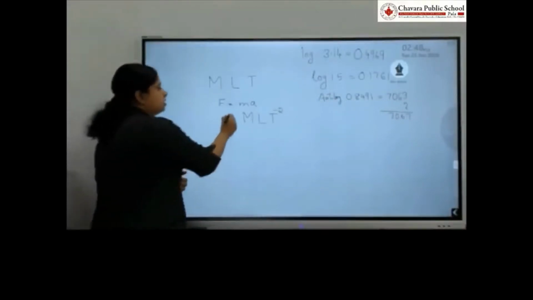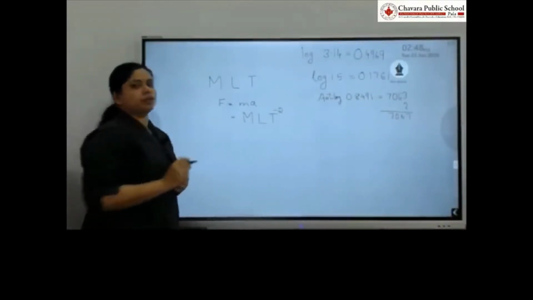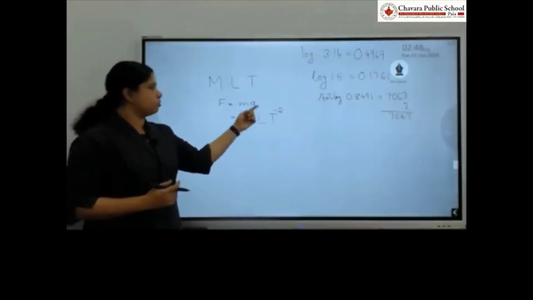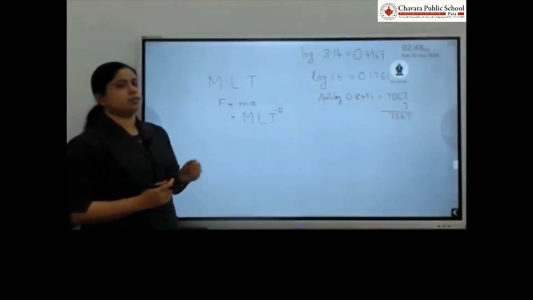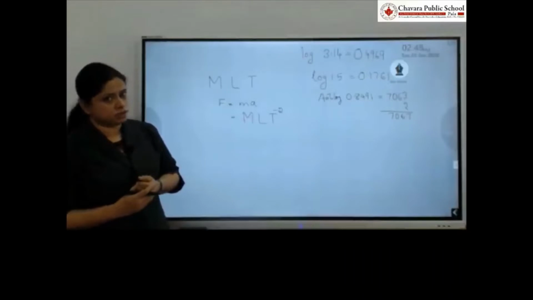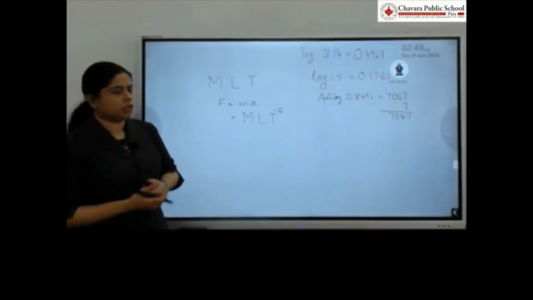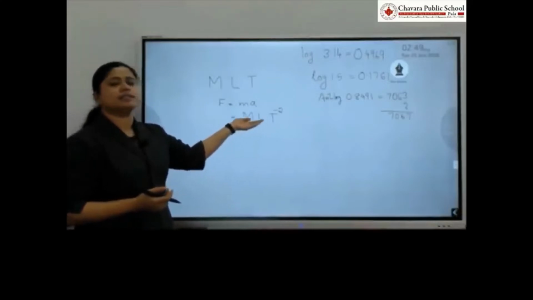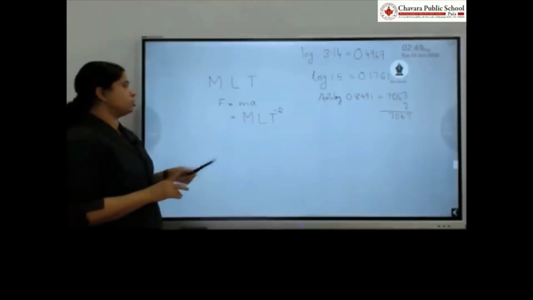The dimension of force equals mass times the dimension of acceleration, LT raised to minus 2. That is velocity divided by time. L divided by time is velocity, and again divided by time gives acceleration, LT raised to minus 2. So MLT raised to minus 2 is the dimension of force.